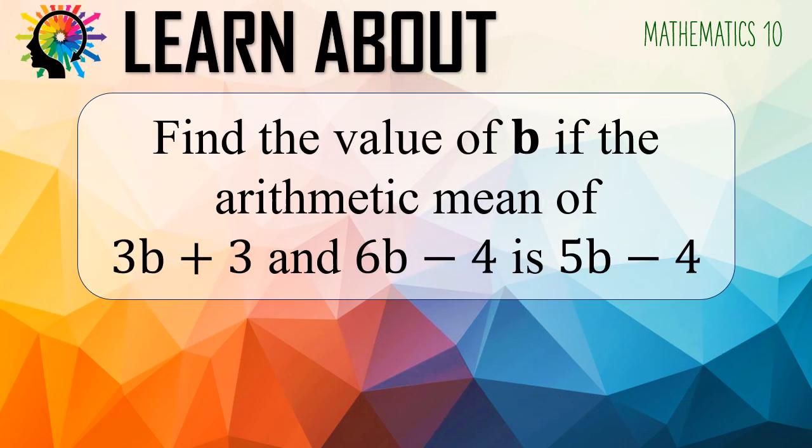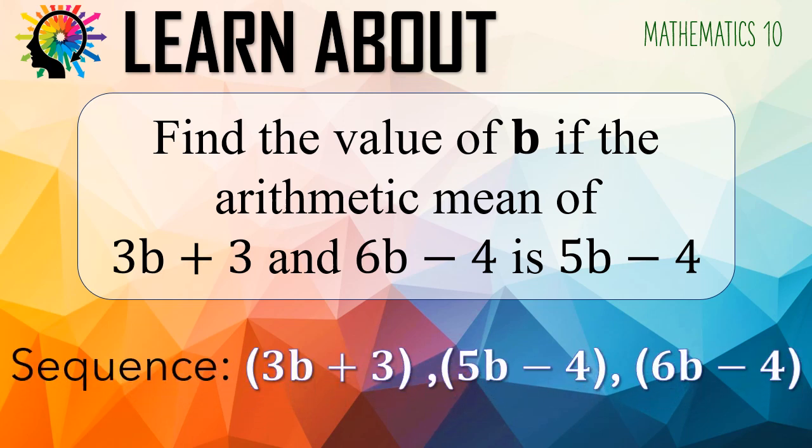Okay, so here in the next problem, what if you are supposed to find the value of the variable b if the arithmetic mean of 3b plus 3 and 6b minus 4 is 5b minus 4? In this problem, I've given you already the arithmetic mean, one arithmetic mean between the two terms. Now, if we're going to interpret this, the sequence goes this way: 3b plus 3, next to that is 5b minus 4, and 6b minus 4. Right? Okay.